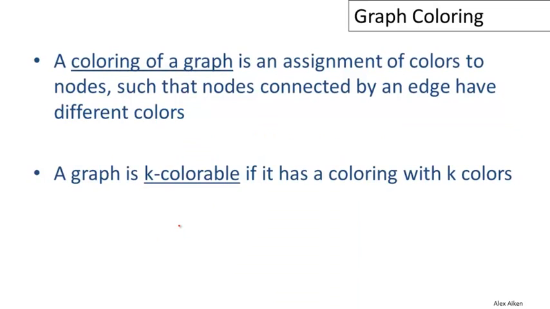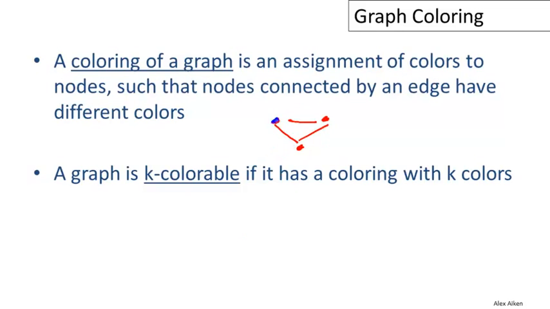So first, a couple of definitions. A graph coloring is an assignment of colors to nodes such that the nodes connected by an edge have different colors. So if I have a graph, let's say with three nodes and it's fully connected, so every node is connected to every other node, then a coloring of this graph would be an assignment of colors such that every pair of nodes that are connected by an edge have a different color.